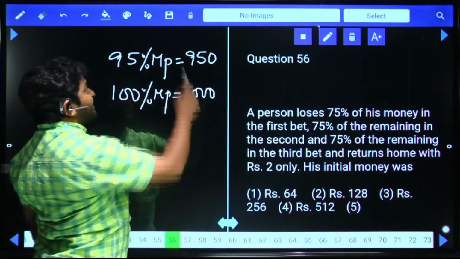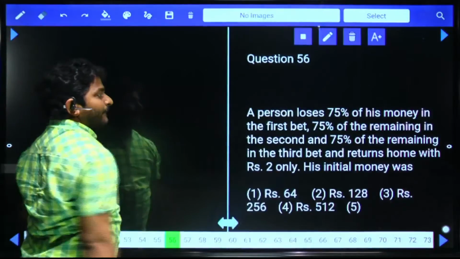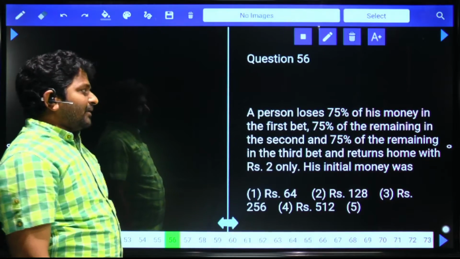A person loses 75% of his money on the very first bet.